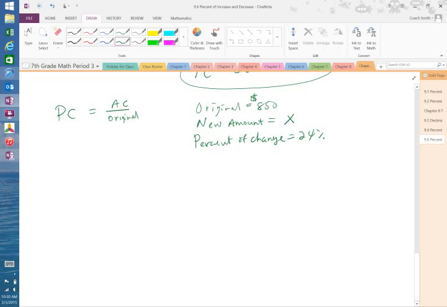Now, that's 24% of an increase or decrease? Increase. Okay. So, here's where people will struggle. There's two different ways to do this problem. Okay, I'm going to show you both ways, but I want to talk about them first.